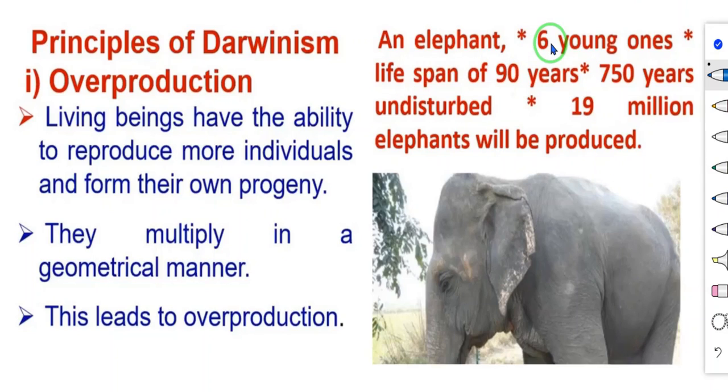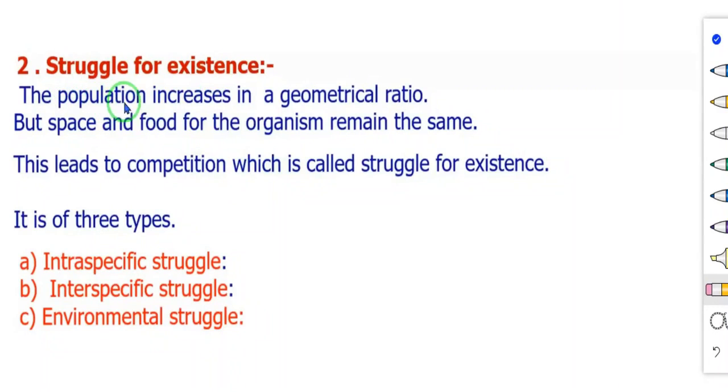When we are not disturbing the elephants, in 750 years it can produce 19 million elephants. So all the organisms have the capacity to produce the next generation. This leads to overproduction. Struggle for existence. The population increases in a geometrical ratio. Population increases in an uncountable manner. But space and food for the organism remain the same.